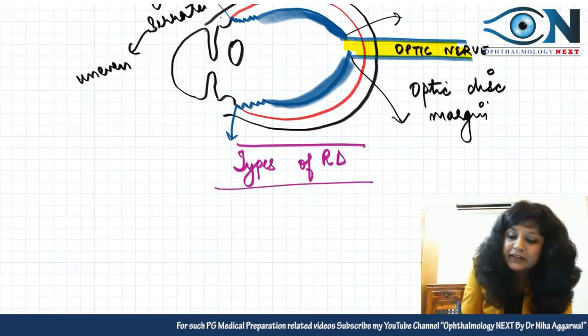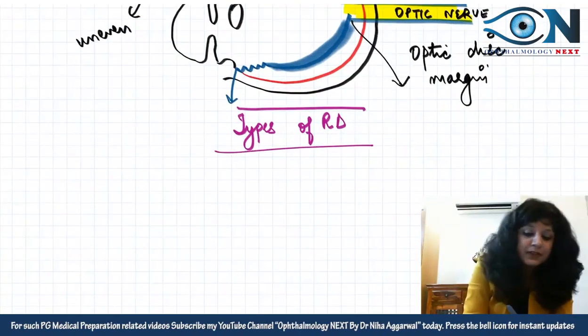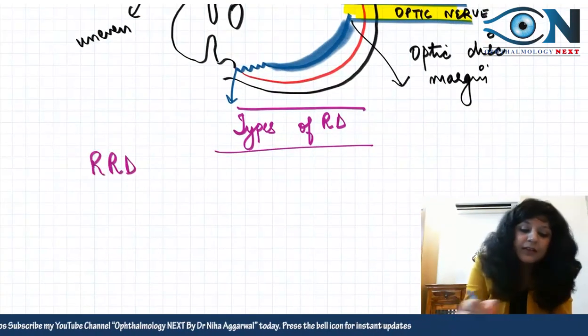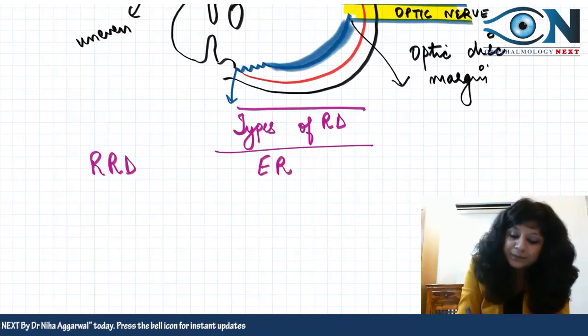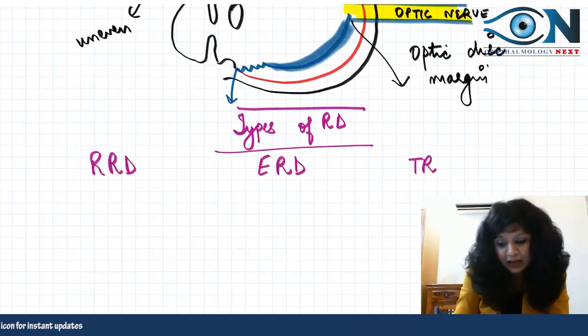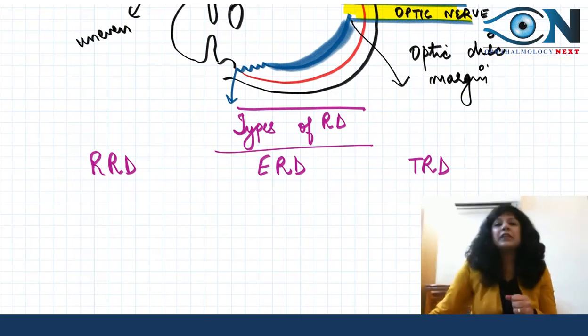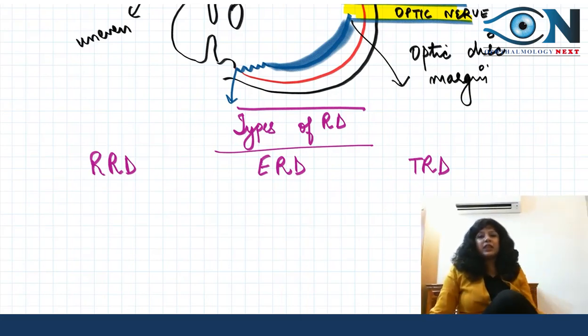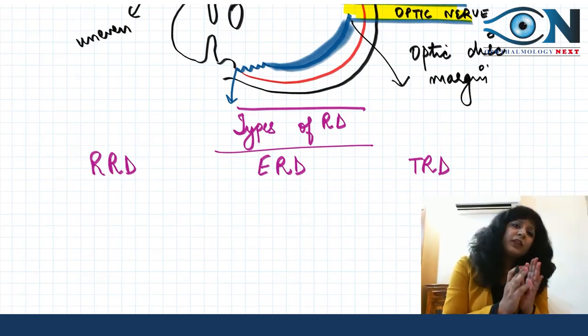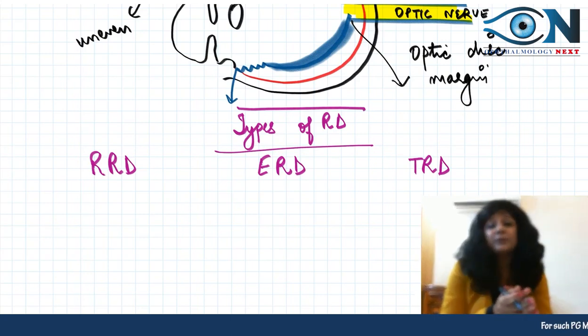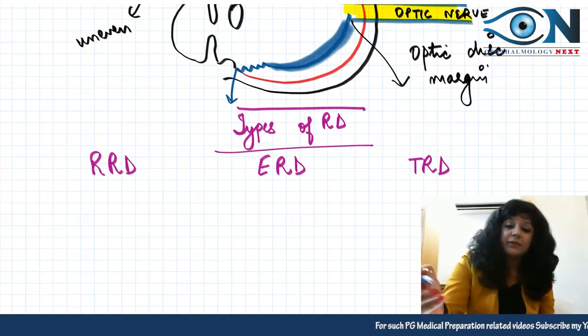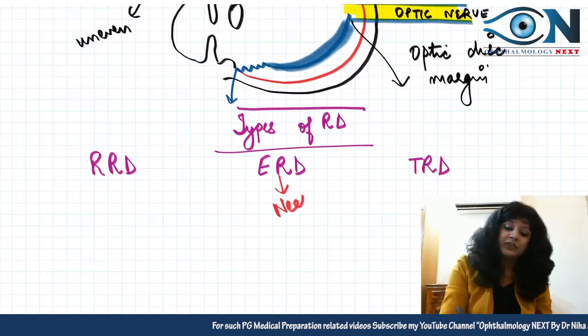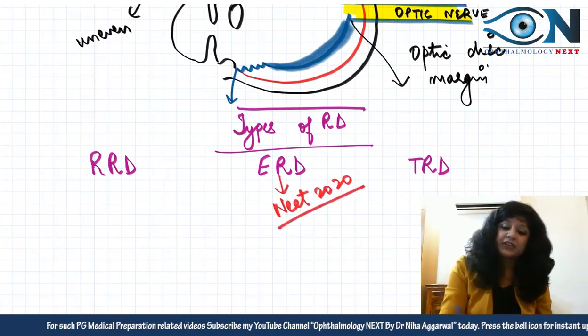Of the types of retinal detachment, we have three types: RRD, then we have ERD, and we have TRD. Now we will be talking about these three RDs. What are the important things? What are the most common questions which are repeated from this? Like this time we got a question in NEET 2020 from this ERD, shifting fluid sign.